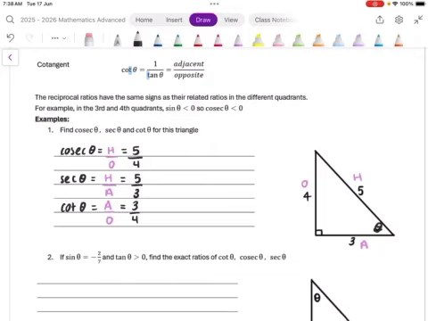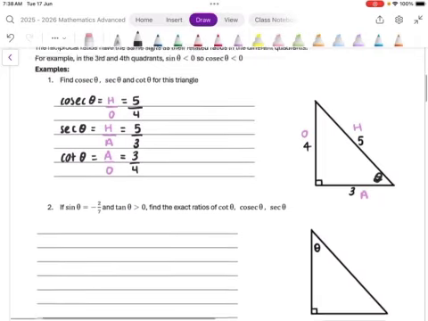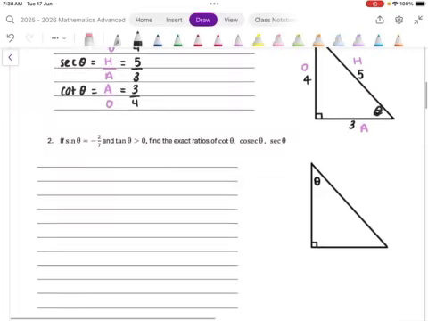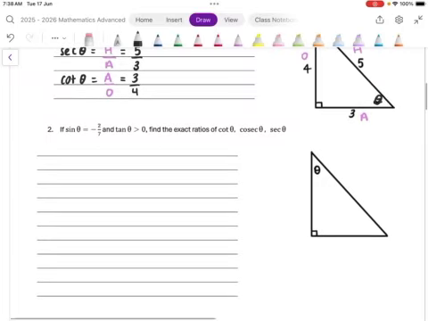Just remember that cosec is the reciprocal of sine, sec is the reciprocal of cos, and cot is the reciprocal of tan. For our next example, we've been given that sine theta equals negative 2 on 7, and that tan theta is greater than 0. We want to find the exact ratios of cot theta, cosec theta, and sec theta. So our theta is already on our triangle for us. We need to put our sides on. We know that sine is equal to our opposite side over our hypotenuse.